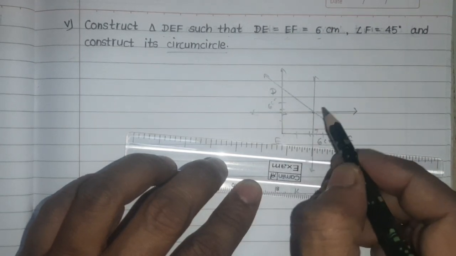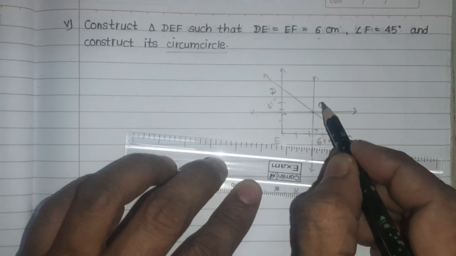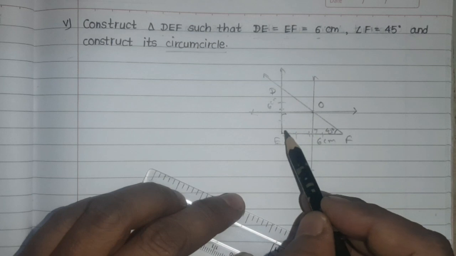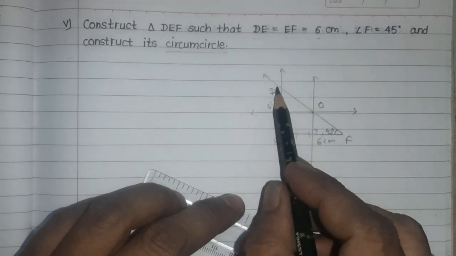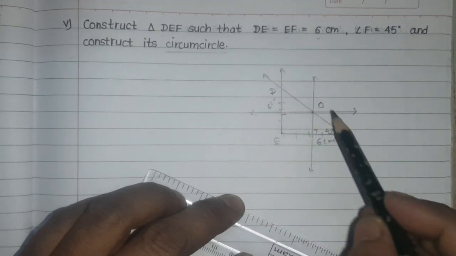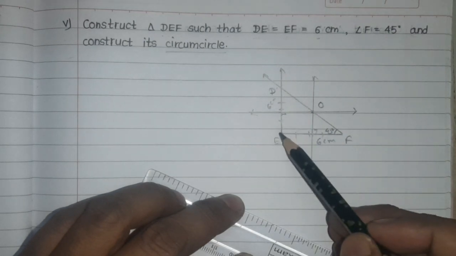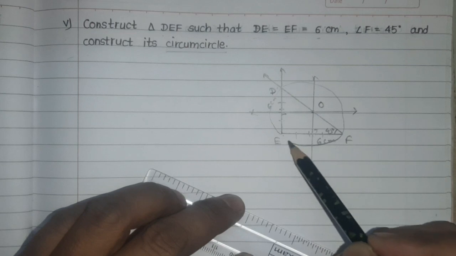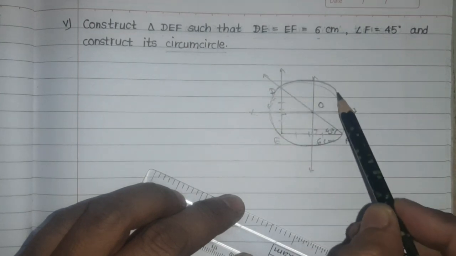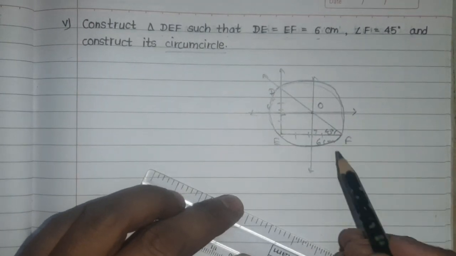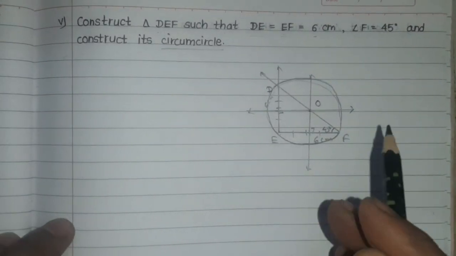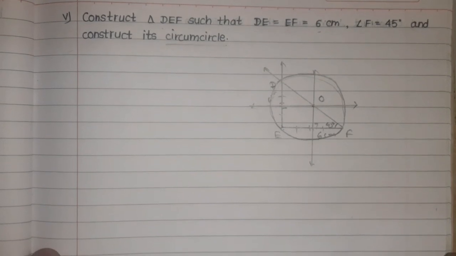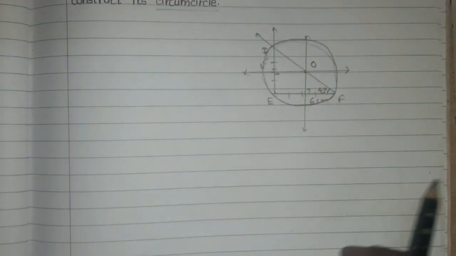and this is our circumcenter O, and taking O as a center, OE as a radius, OD is radius and OF is radius, we have to construct the circle like this. This is a rough figure which gives us the rough idea about the analytical figure. Now we have to construct the final figure.